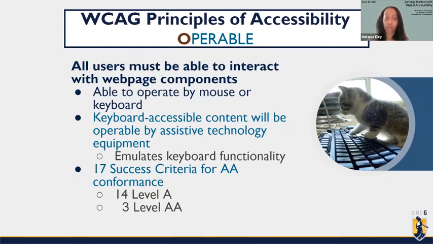Also being able to access other elements by the keyboard, things like headings, tables, images, all of those things, if they're accessible by keyboard, they help with navigation for people who aren't able to use a mouse. So content that is accessible by keyboard will also be operable by assistive technology equipment. Basically this equipment will emulate the keyboard functionality. And here you have 17 total success criteria in operable, 14 for single A and 3 for double A.